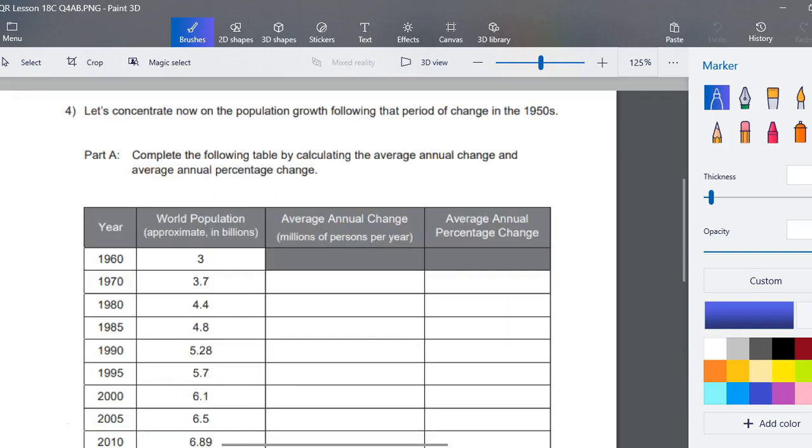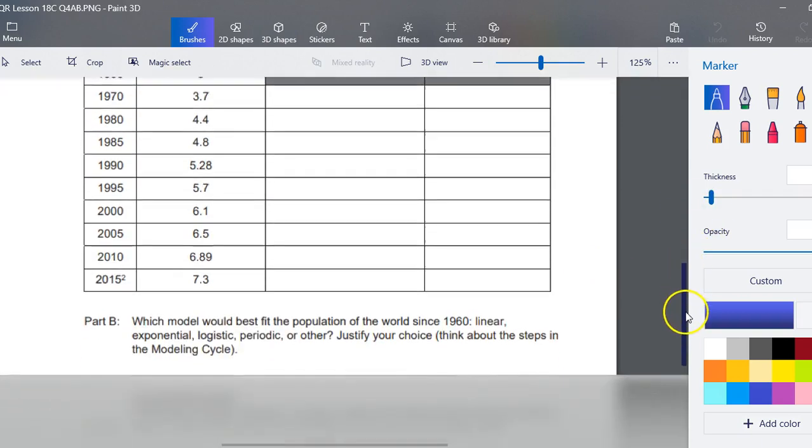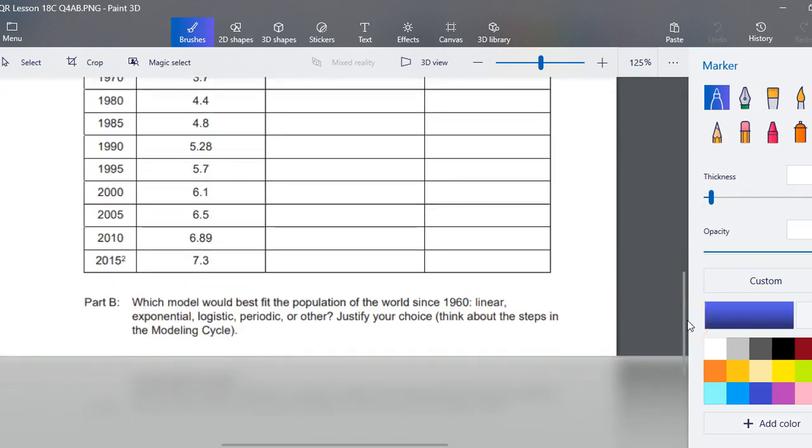So if you haven't already worked on question 4, go ahead and pause and work on this. And I just want to point out that we're going to be filling in the table, and then part B is going to ask us what model you think is going to fit this the best: linear, exponential, logistic, periodic, other. Justify your choice, and then be thinking about the steps in the modeling cycle.